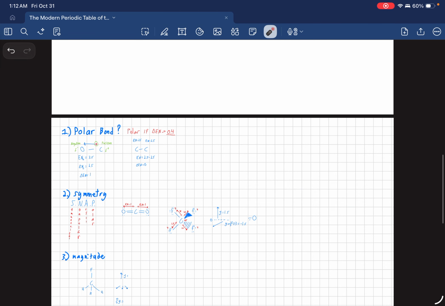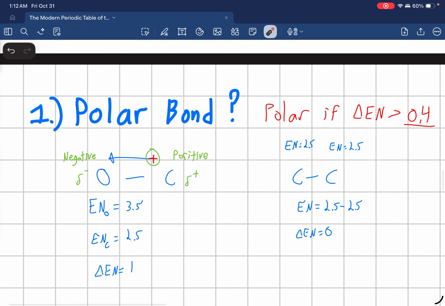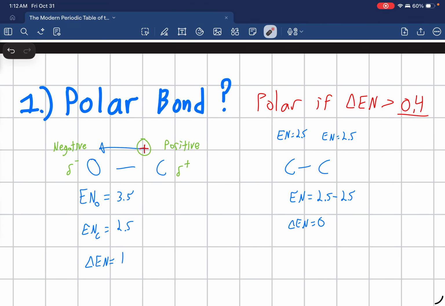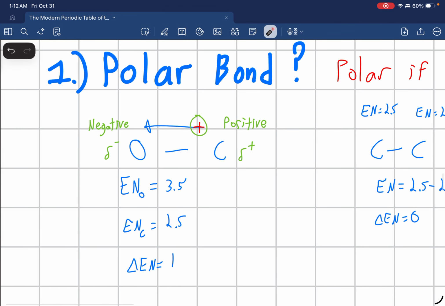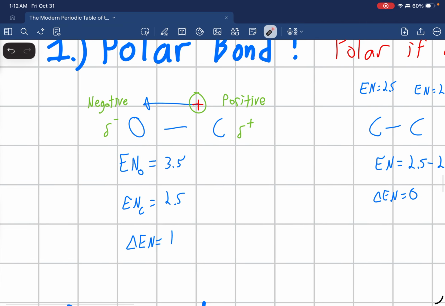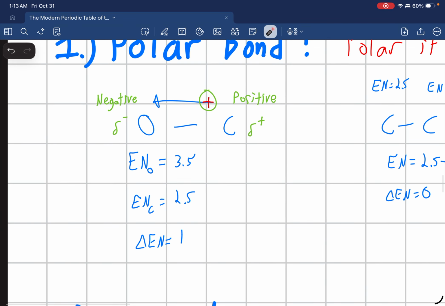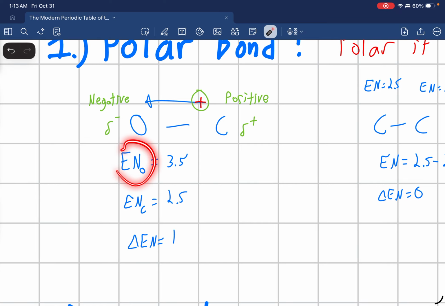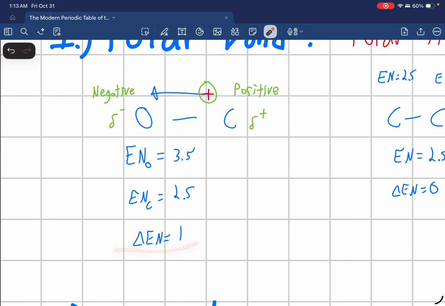So we have three main steps. The first one is whether it's a polar bond at all. First we have a little bond between oxygen and carbon. Obviously it's not real because we have no valence or octet fulfilled, but it's okay. We're just going to look at the bond itself right here. If you look at the periodic table, the electronegativity of oxygen is 3.5 and carbon is 2.5. If you subtract those two, it's going to be 1.